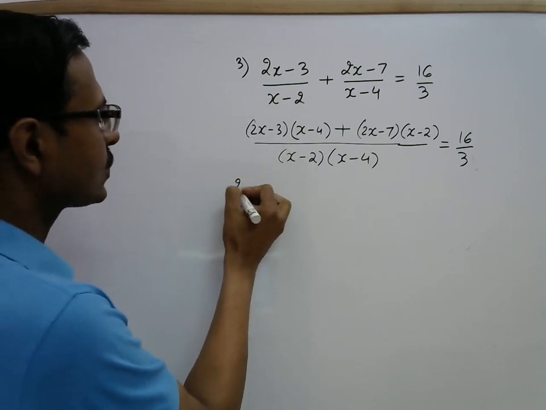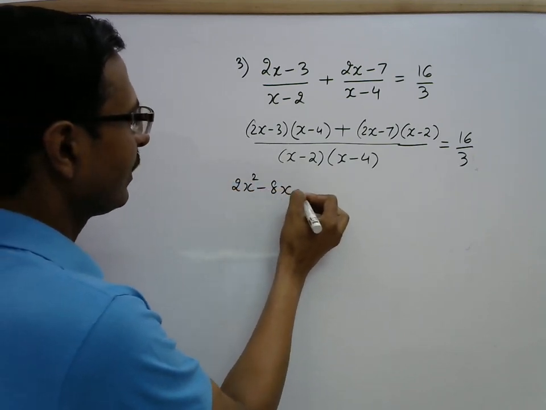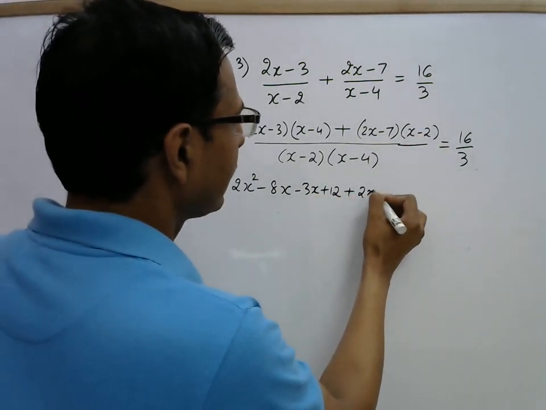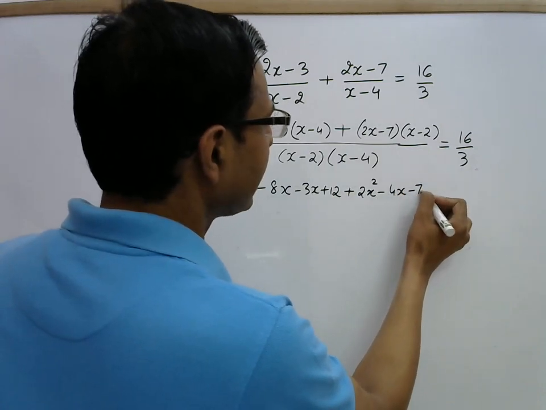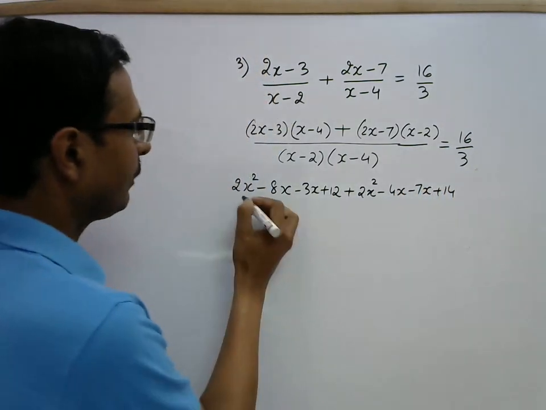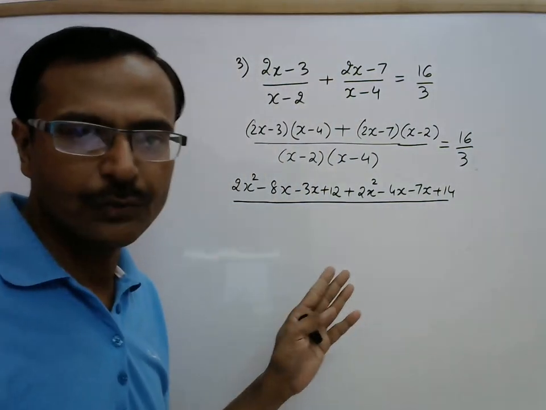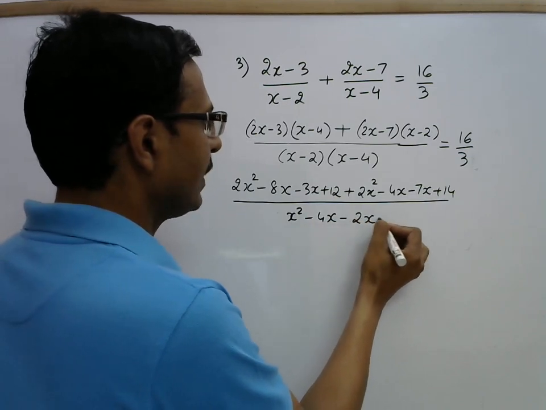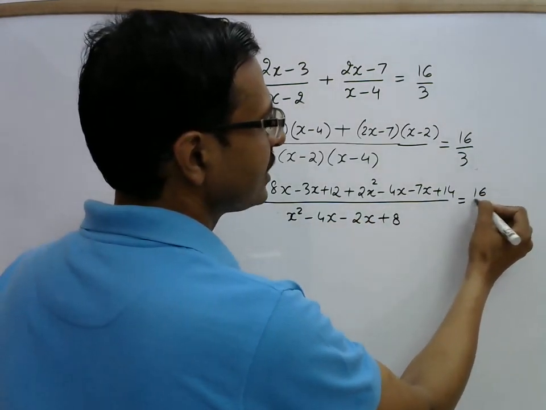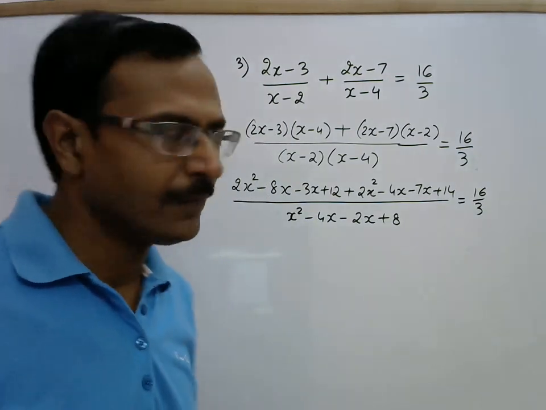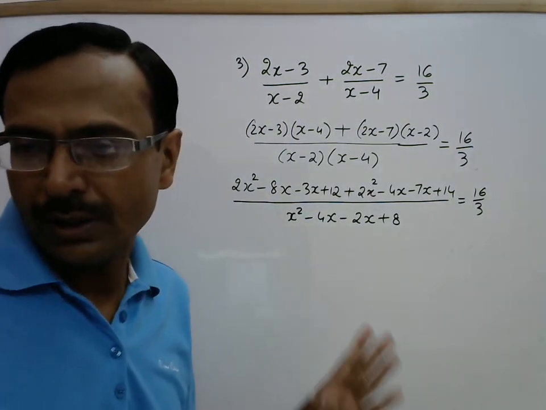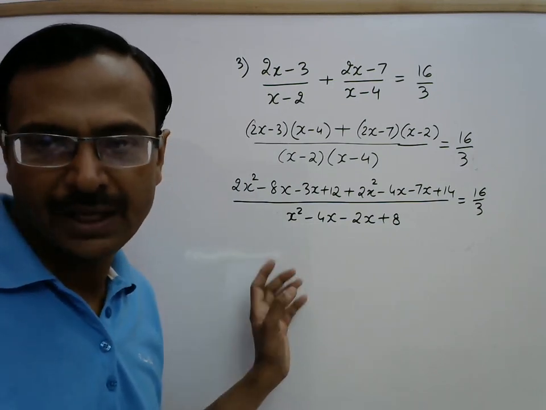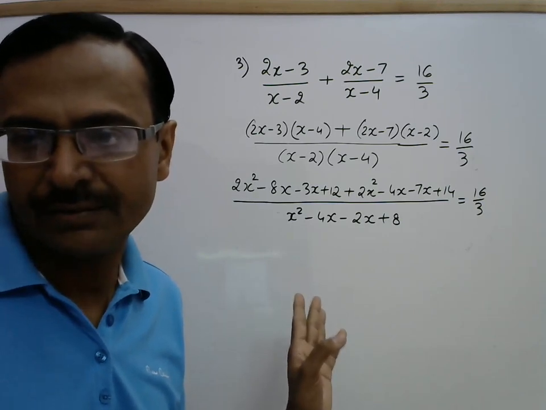You get 2x square minus 8x minus 3x plus 12 plus 2x square minus 4x minus 7x plus 14 upon, in the denominator also you can multiply the two factors which are given, x square minus 4x minus 2x plus 8, and on the RHS you have 16 upon 3, that will remain the same. Now see, we have removed all the brackets. Please carry on comparing your steps with the steps which I have done on the board.